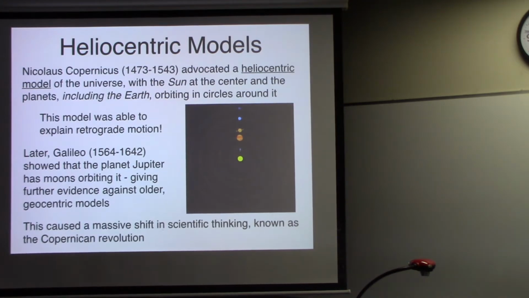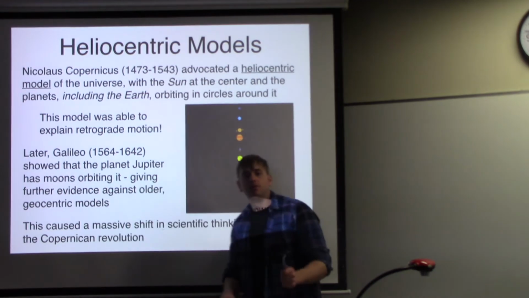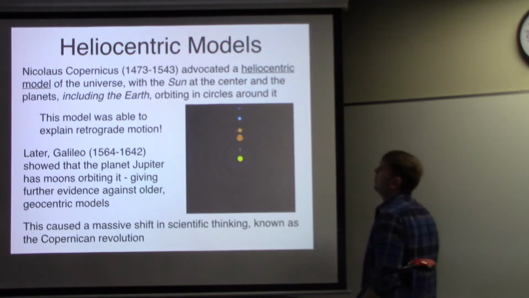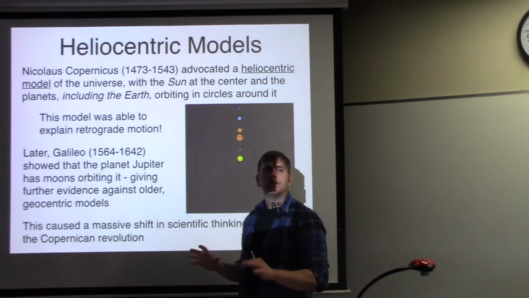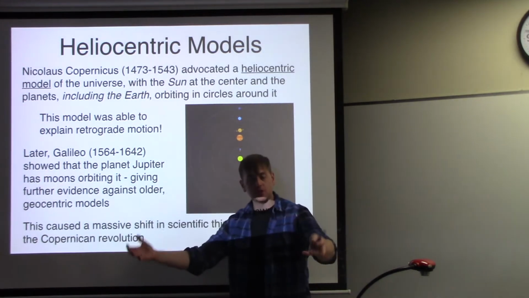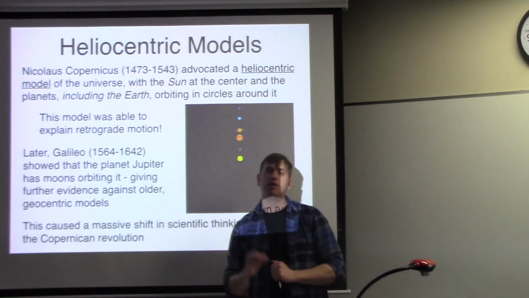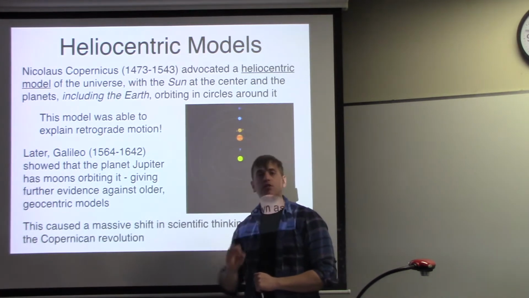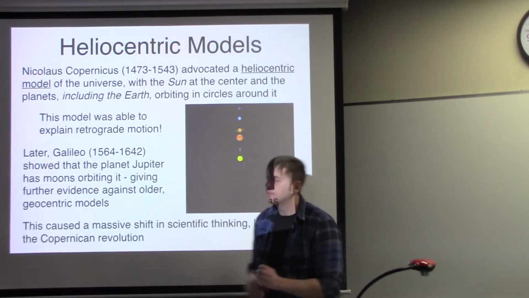Okay, so now let's fast forward several thousand years in history to the time of Nicholas Copernicus, who lived in the 1400s and 1500s, who was a really big advocate of what we call the heliocentric model of the universe. So heliocentric just means the sun is at the center and everything moves in a circle around the sun, as opposed to everything moving around the Earth.